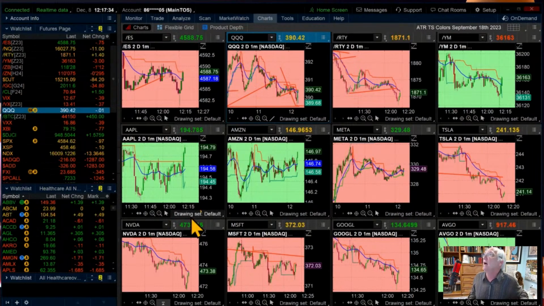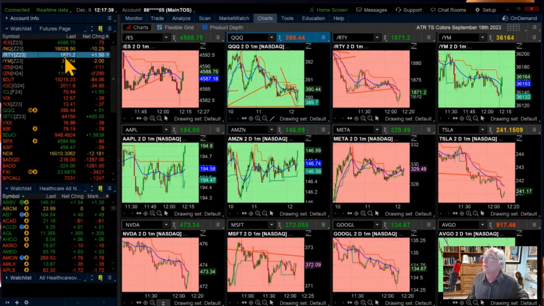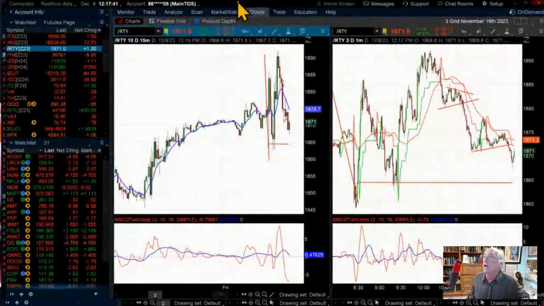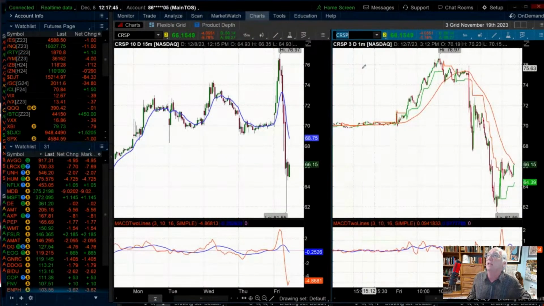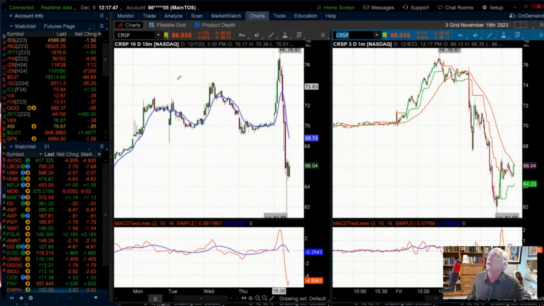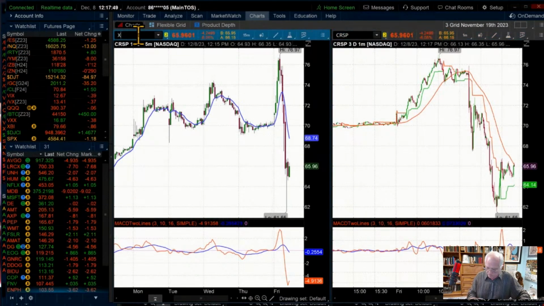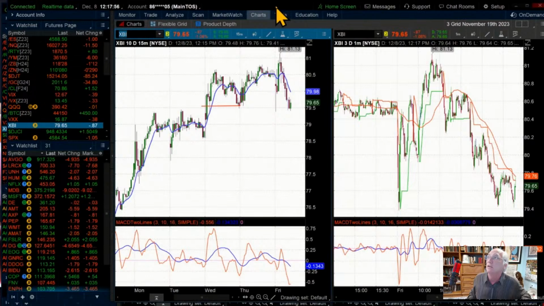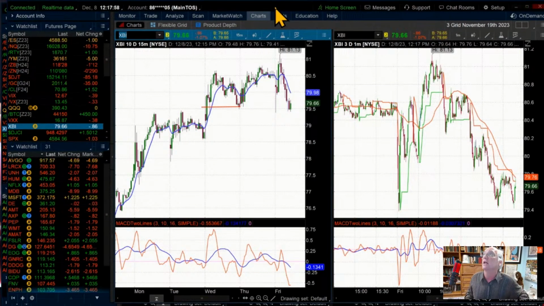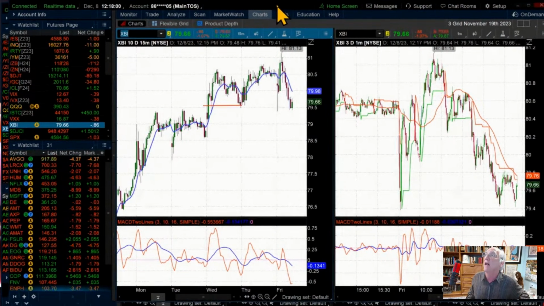And I'll tell you right now, I know the Russells acted great. But when I see the big leader, which was CRSP, getting toasted, believe it or not, now I'll look for a bear flag in the biotech index. So, which brings me to the next thing, a teaching factor.